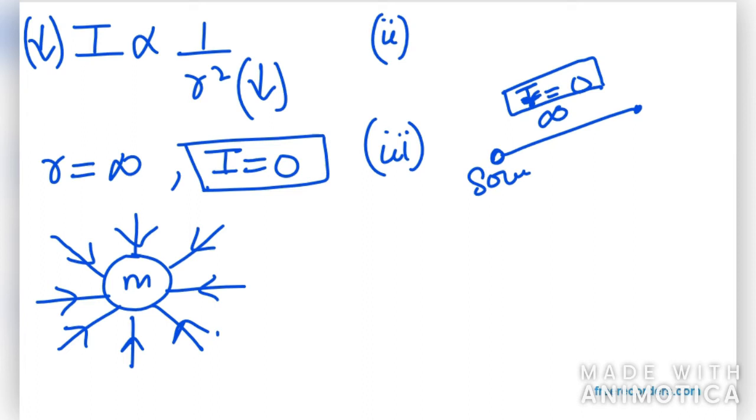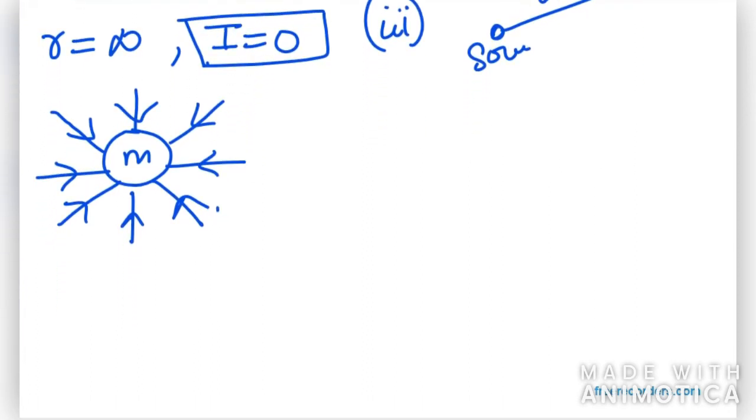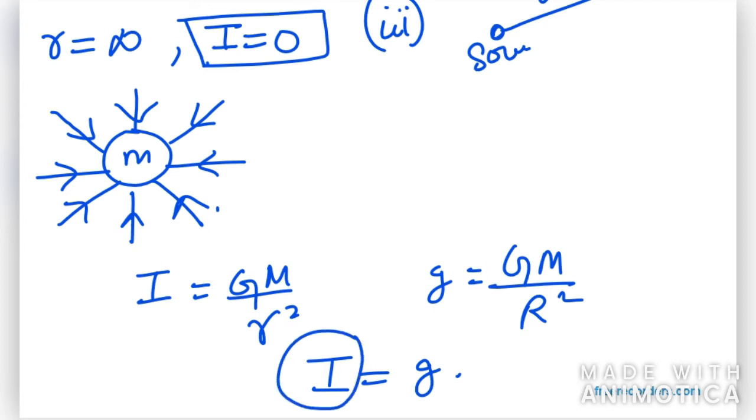Now, we have I equals GM over r square, and you also know that g, the small g value, is the acceleration due to gravity, and g is equal to GM over r square. So you can say that I is equal to g. Thus, the intensity of the gravitational field at a point in the field is equal to the acceleration of a test mass placed at that point. We can conclude by saying this.